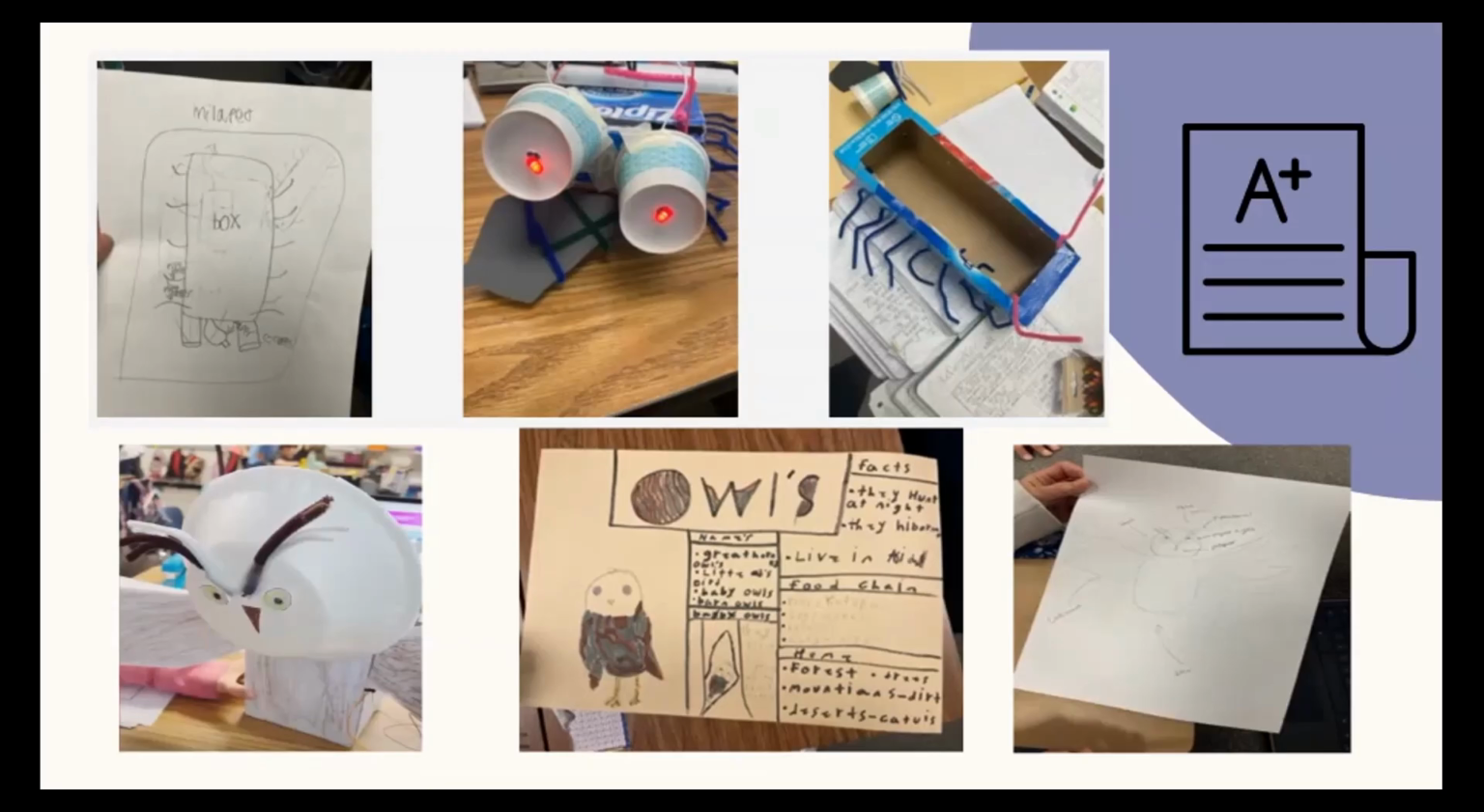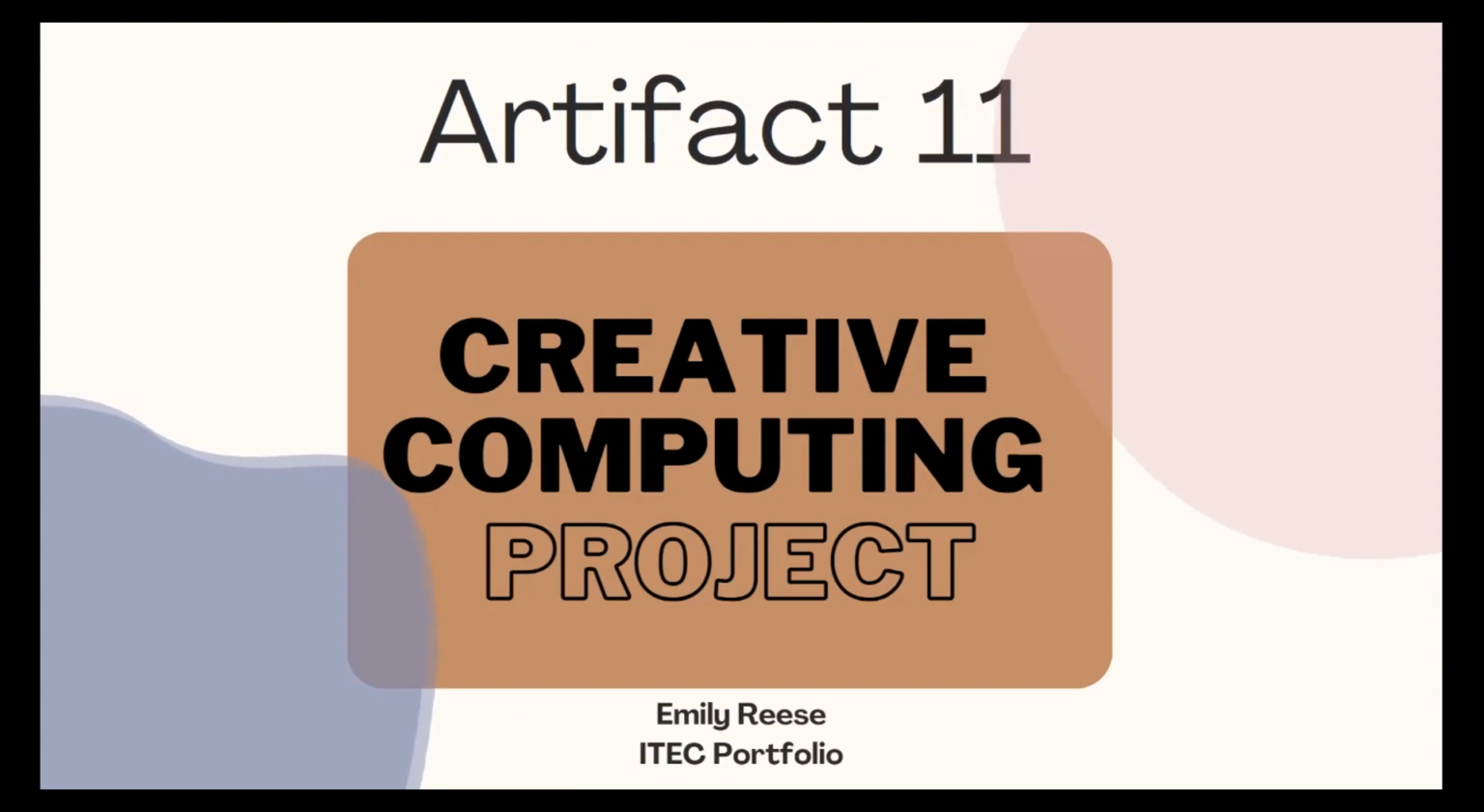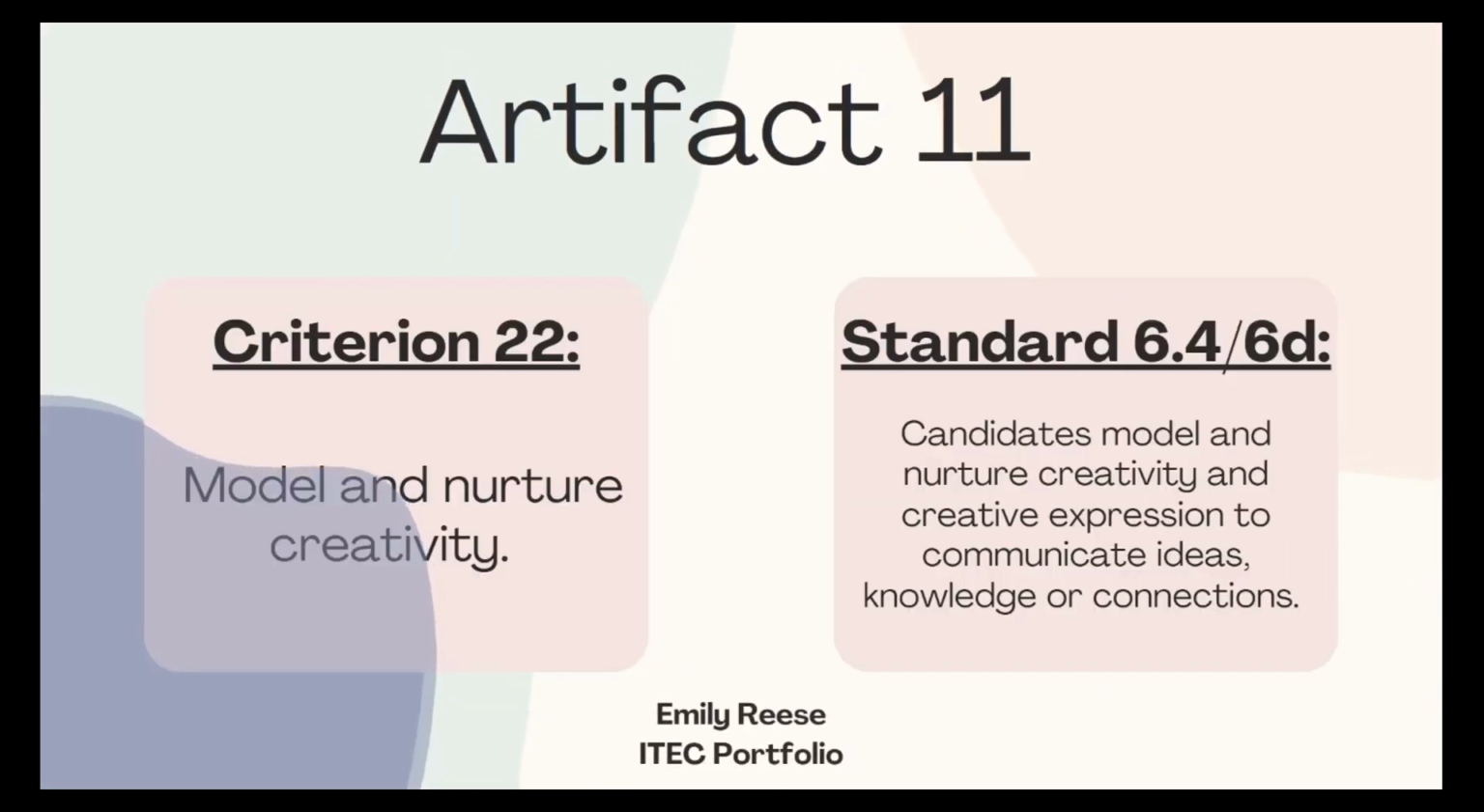The Animal Adaptation Pet Robot Creative Computing Project demonstrates my ability to create learning opportunities for my students that challenge them to use a design process and computational thinking to innovate and solve problems. Students' use of the creative learning spiral and elements of computational thinking is evident throughout the students' final work products. The creative computing project that I implemented in my third grade classroom provides evidence for Criterion 22, model and nurture creativity.